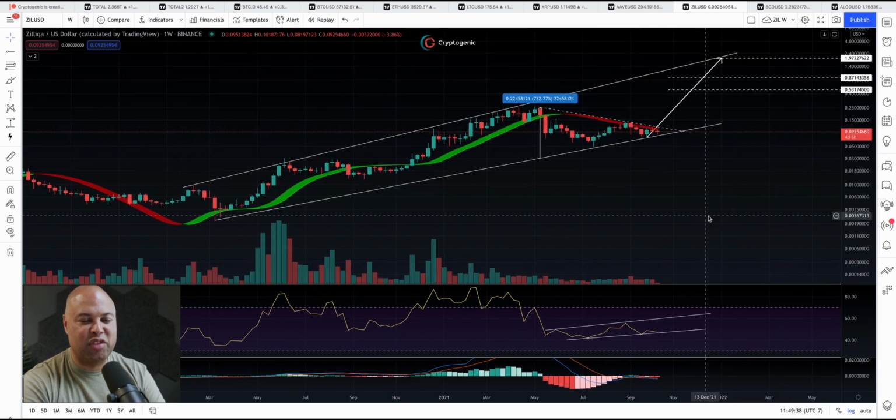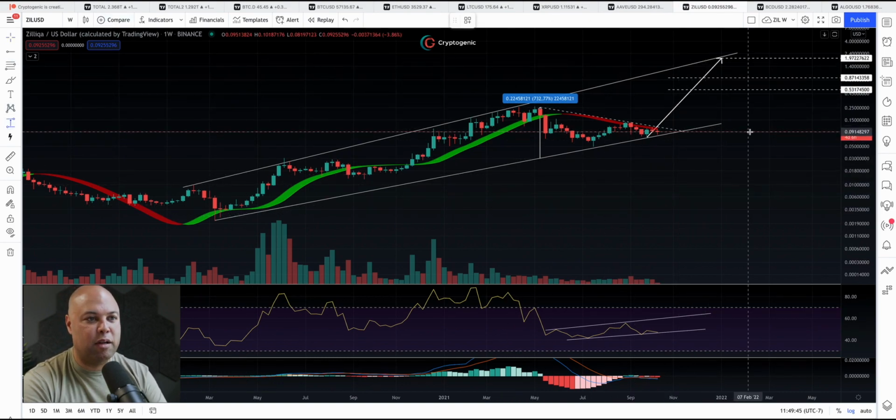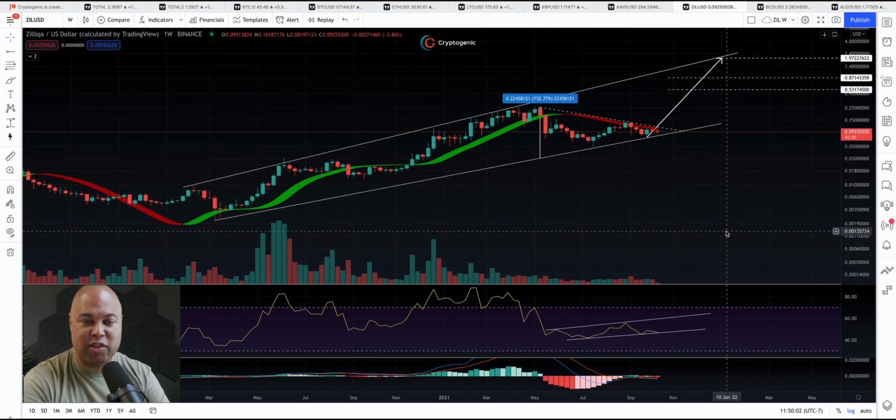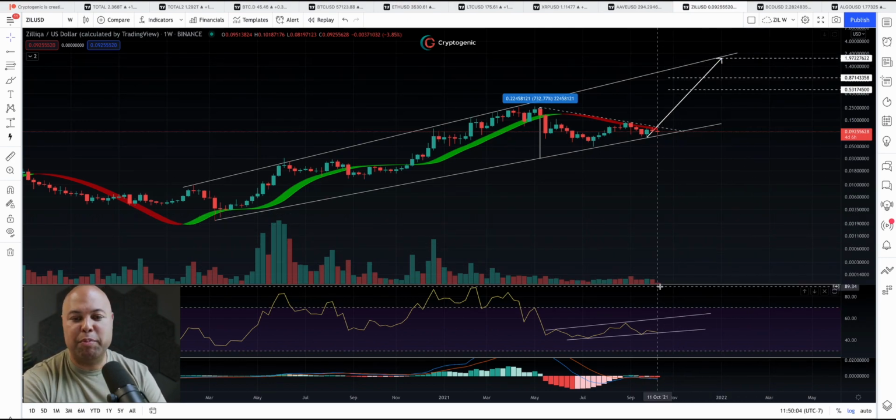I have 3 targets for Zilliqa: 53 cents, 87 cents, and $1.97. If it hits the bottom one, we're talking about basically almost 5xing from where it is. The second target is 800% from where it is. And the top target is basically 20x from where it is. So I think Zilliqa has 20x potential between now and the end of the year, but it will be determined by the volume that hits it.